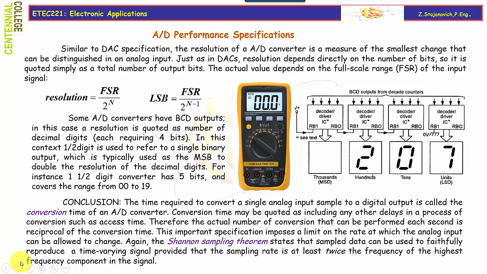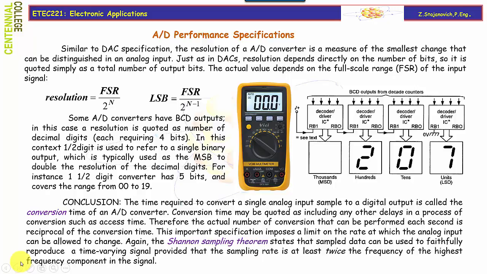Conclusion: the time required to convert a single analog input sample to a digital output is called the conversion time of the analog to digital converter. Conversion time might be quoted as including any other delays in the process of conversion, such as access time. Therefore, the actual number of conversions that can be performed each second is the reciprocal of the conversion time. This important specification imposes a limit on the rate at which the analog input can be allowed to change.